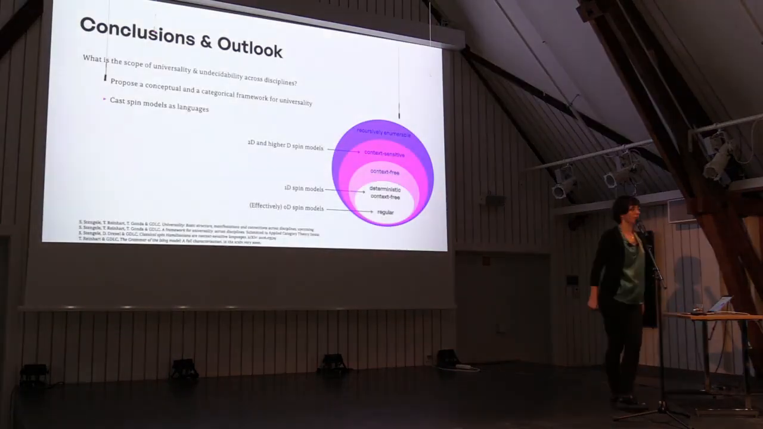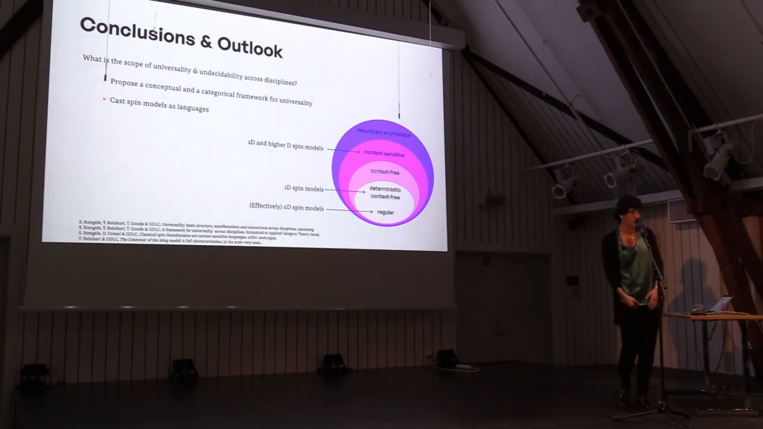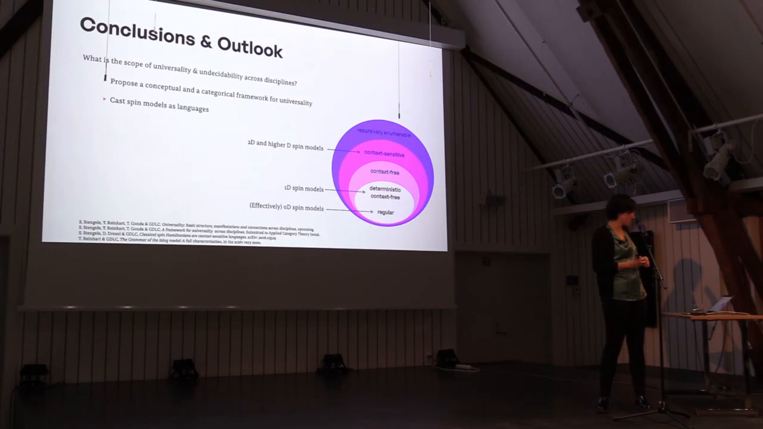Okay. So I'm trying to understand what's the scope of universality and undecidability, and we're trying to do so in two ways. One is by proposing a framework, conceptual and formal, for universality. The other is by comparing the two best understood examples where we have cast spin models as formal languages and classified them in the Chomsky hierarchy and seen that the universalities do not match. And yeah, that's all. Thanks.